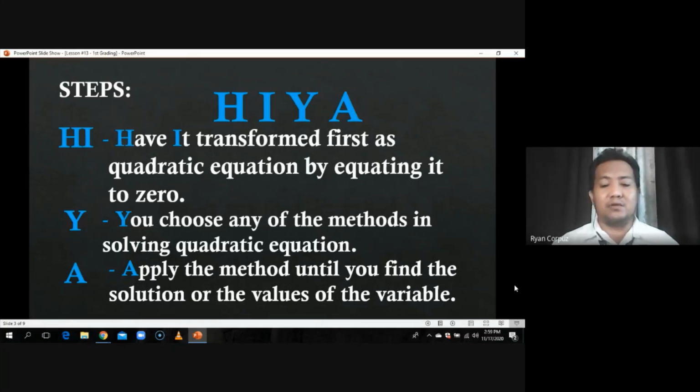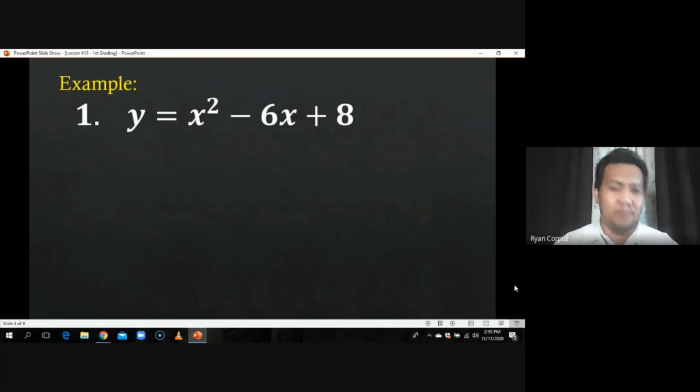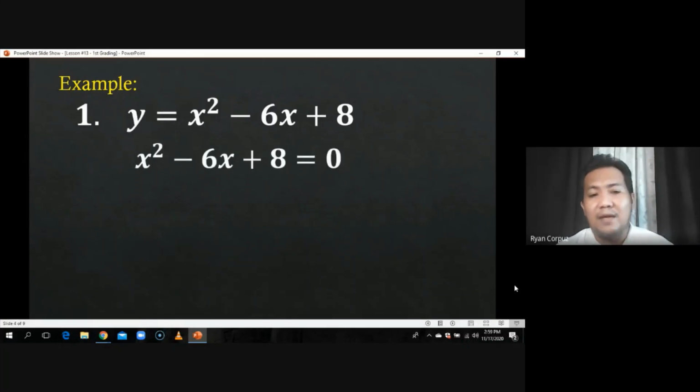Now let's apply it through examples. Let's have here example number 1. So the given is y is equal to x squared minus 6x plus 8. We made mention that what we are going to do according to the first step is to transform it into an equation. So in place of y there, we are going to replace it by 0, then arrange it in the general form of the quadratic equation. So we come up with x squared minus 6x plus 8 is equal to 0. Then that left side of the equation is a trinomial.